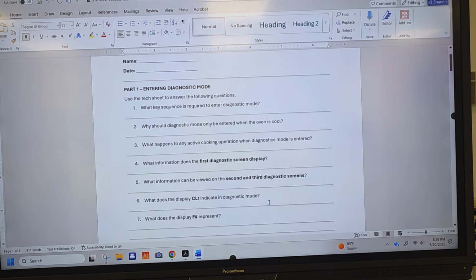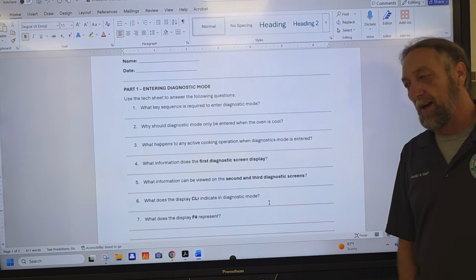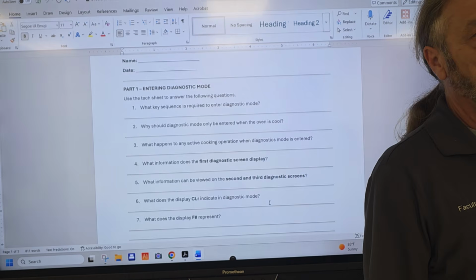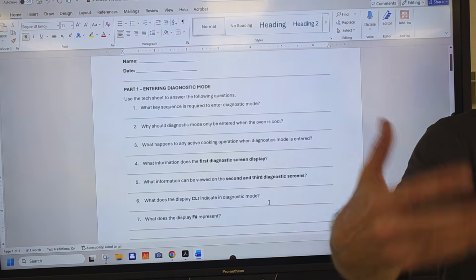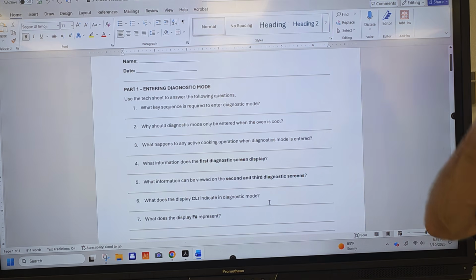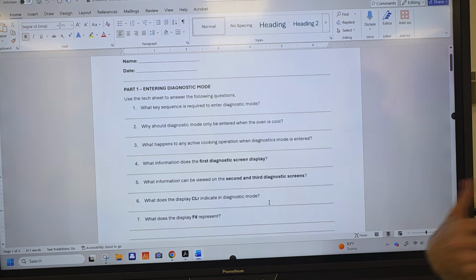Okay, why should diagnostic mode only be entered when the oven is cool? Now, like I said, I'm trying to use ChatGPT to help come up with things that I might not think about. I give it things I want to ask questions about, write portions of the question out, and let ChatGPT write the question.